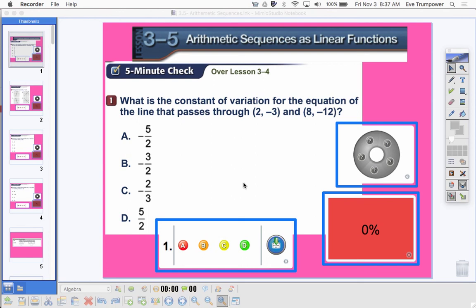Sequences as linear functions. It sounds scarier than it is. So go ahead and get started on this practice problem.